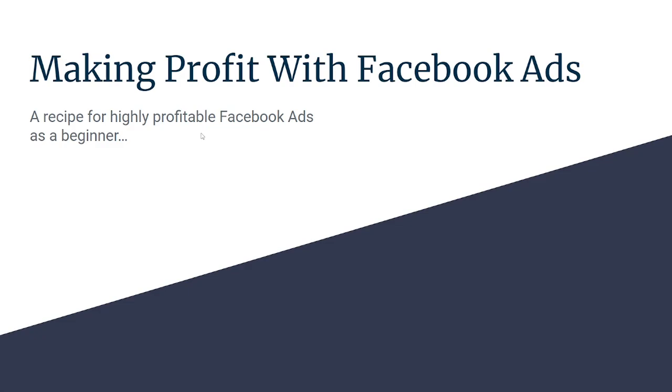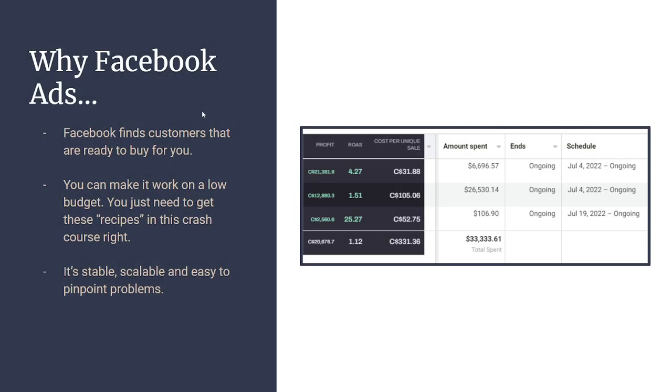So with Facebook ads, the objective isn't to make ads work for your business. It's about making your business work for ads. So first, I want to talk about why Facebook ads. Facebook ads is great because Facebook finds customers that are ready to buy for you. The algorithm does a lot of the heavy lifting, and again, as we dive into Facebook ads, you'll find that it's a machine that predicts behavior.